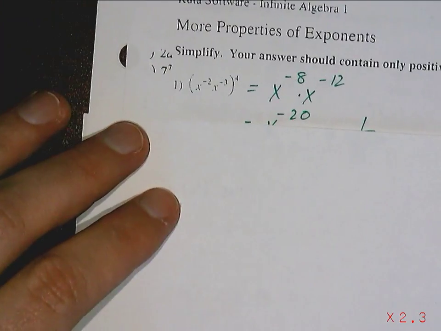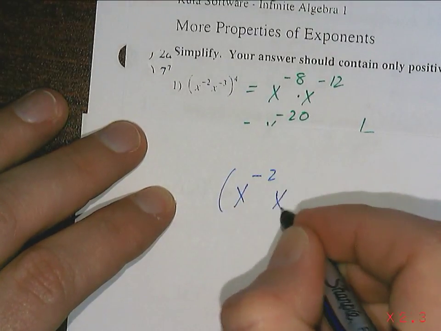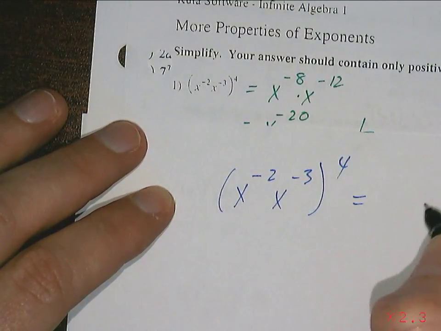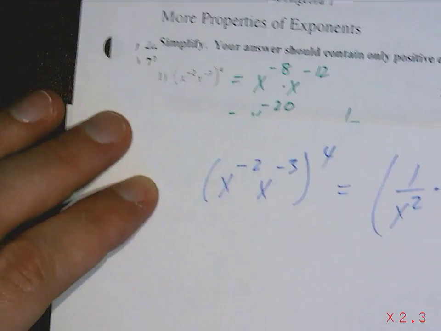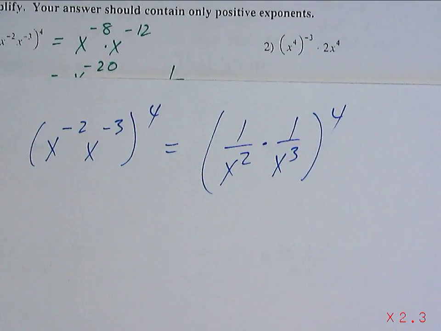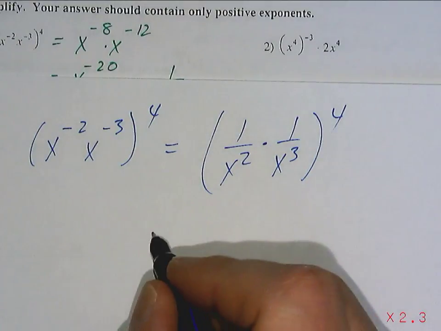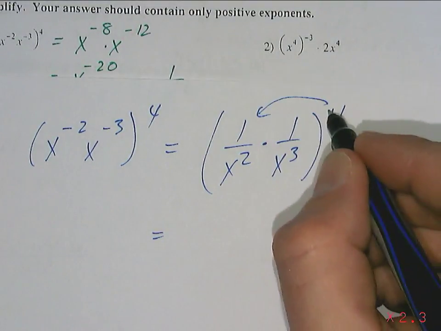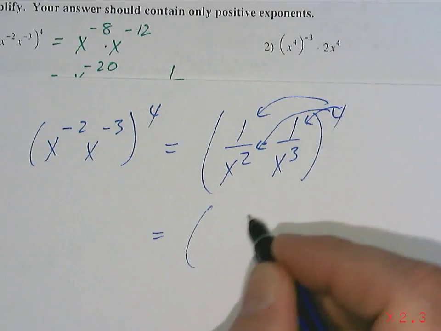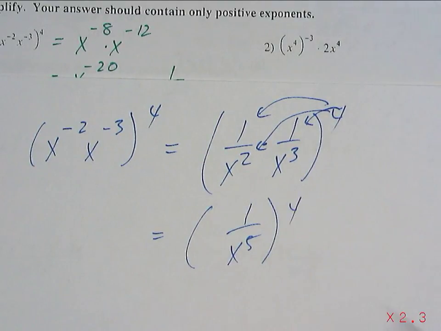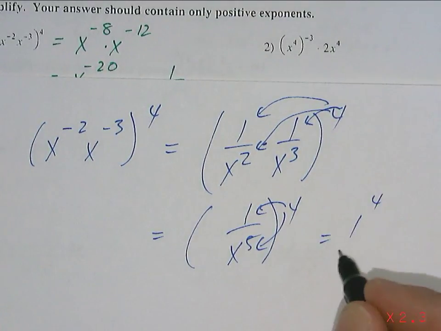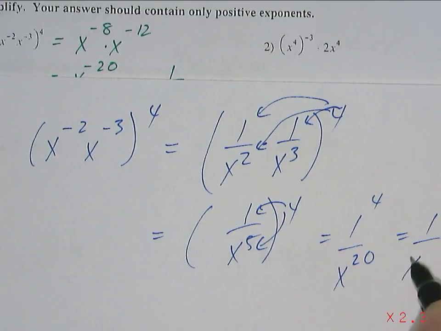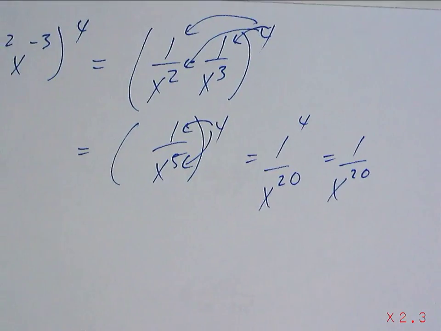Yep, we could make all these positive right away, so it could have gone like this. We could have changed that immediately to 1 over x squared times 1 over x3 to the 4. We certainly could have done that. And in which case it gets a little bit more complicated. Maybe we could have put these together: 1 over x to the 5. Would that have been nicer? And then take the 4 into the top and the bottom. Now 1 to the 4 is still 1. That makes sense to everyone?